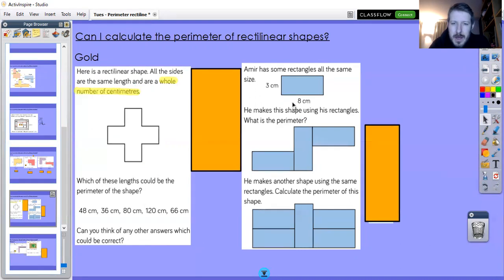And then this one, Amir has some rectangles, all the same size. He makes this shape using his rectangles. What is the perimeter? So this is the key information that you need to use to solve this one and this one down here as well. So pause the video and have a go at these ones.